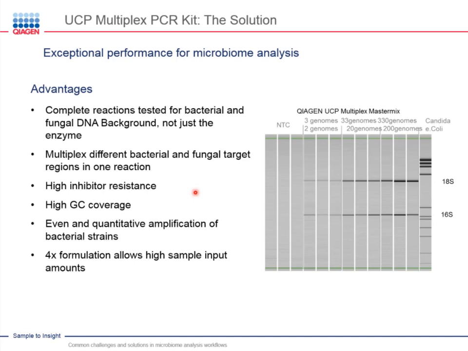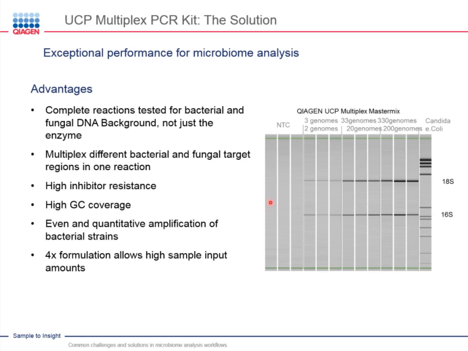Our new QIAGEN UCP multiplex master mix is tested for bacterial and fungal background. And it's not only the master mix which is tested, all components of the kit are tested. Because we have found that using an appropriate water, for example, is also a key point. So not only the mix, the tracers we have in the kit, which you can use to color your sample and your master mix, as well as the water, are tested for bacterial background and, of course, fungal background.